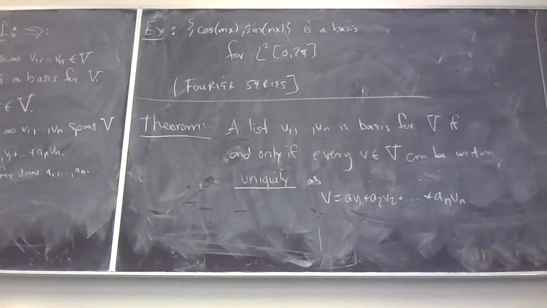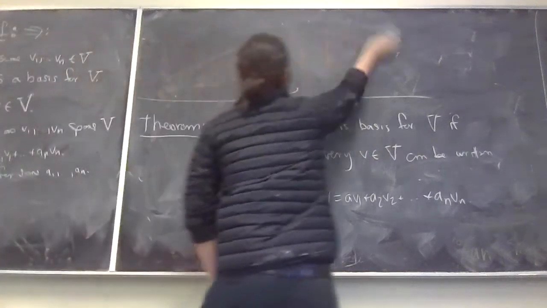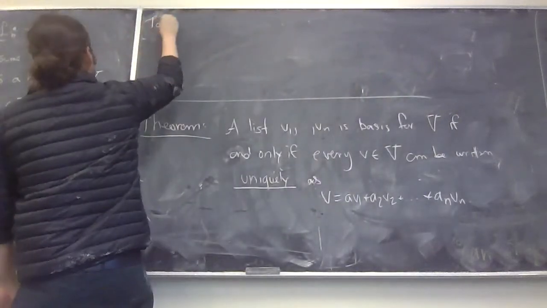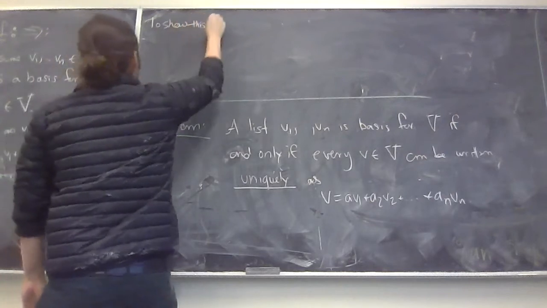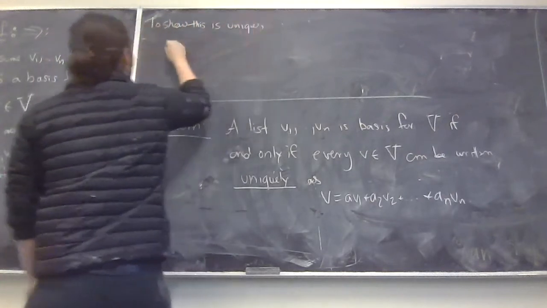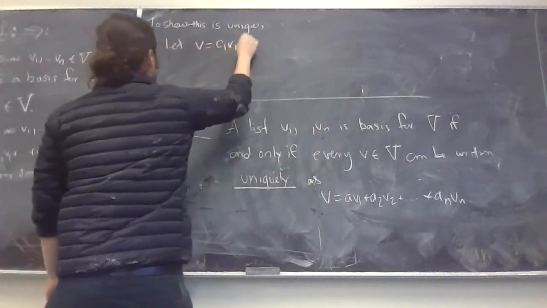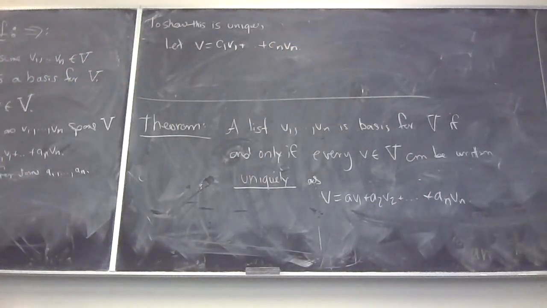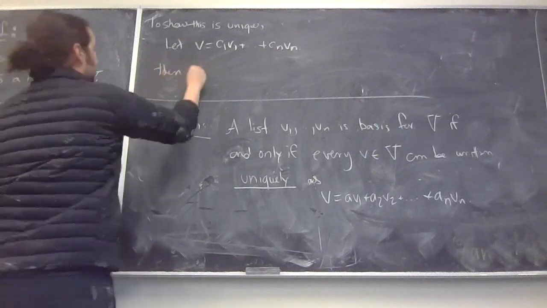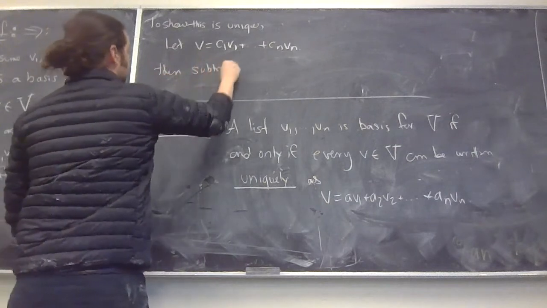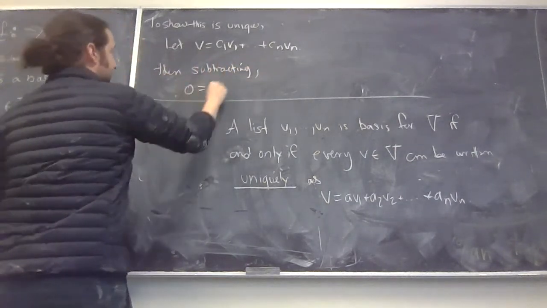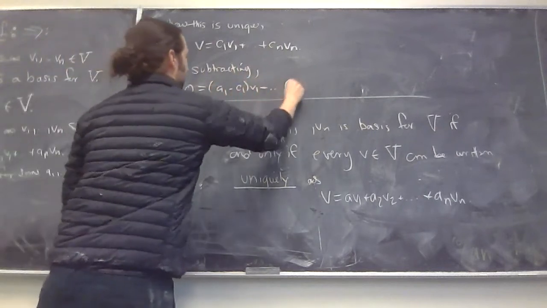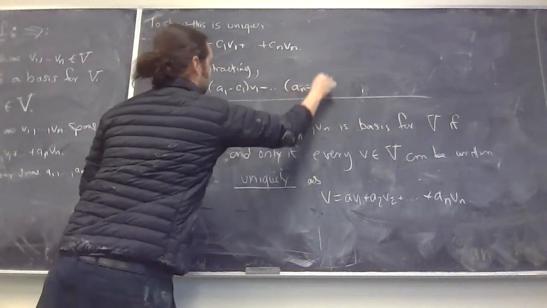How am I going to show it's unique? Standard move in these proofs. Assume there's another one, right? Perfect. To show this is unique, let v be equal to c1 v1 up to cn vn, another representation. Then, subtracting, you get 0 is equal to (a1 minus c1) v1 up to (an minus cn) vn.